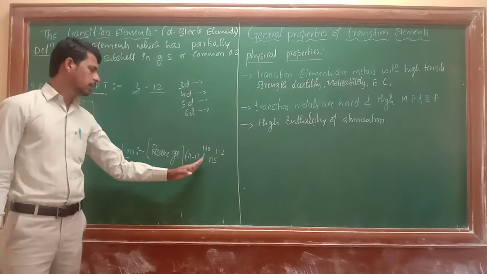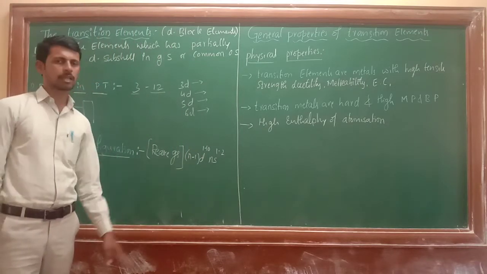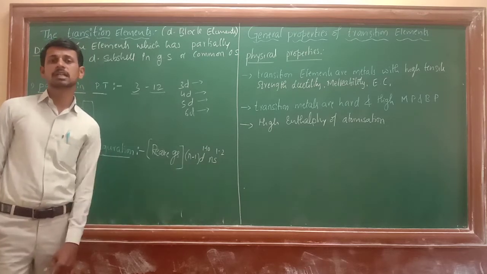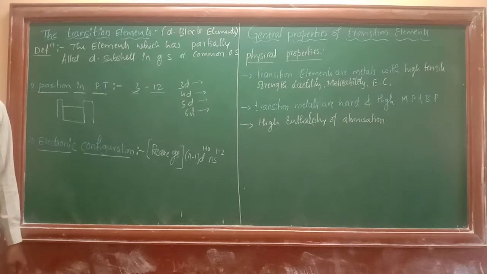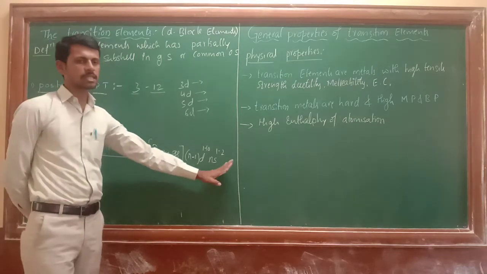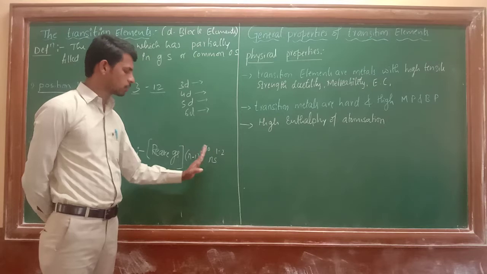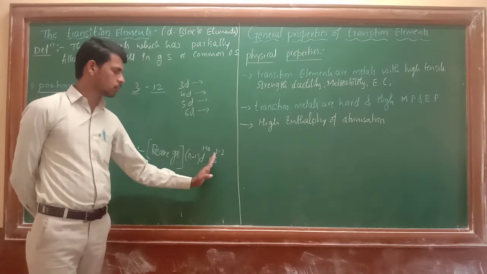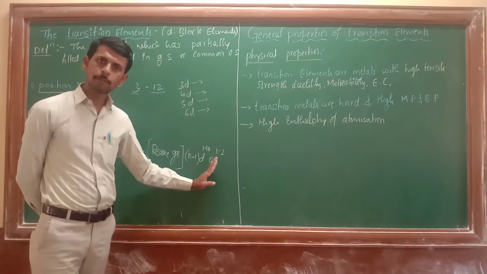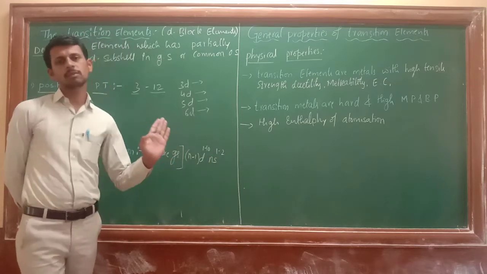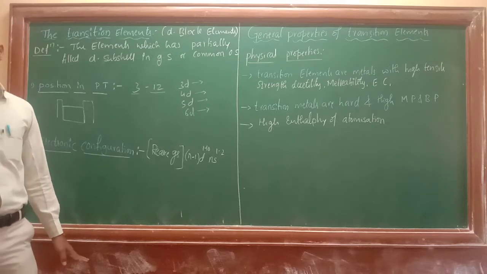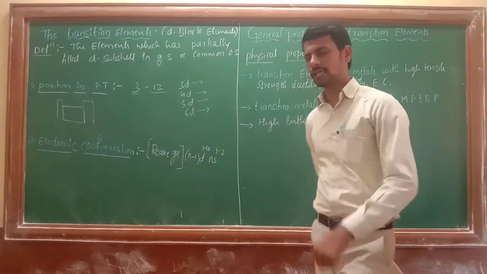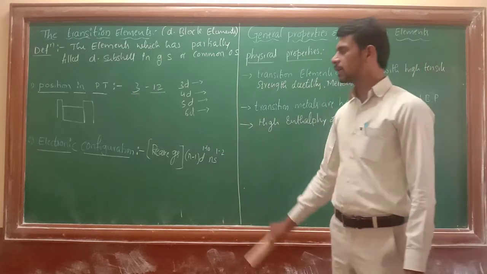In the D block, we fill the D subshell, the inner shell, which we call the penultimate shell. The outermost shell is the S subshell. The outermost shell is completely filled first, and after that the inner shell goes on filling. That is the penultimate shell.